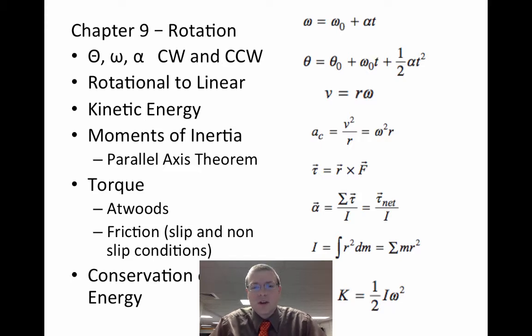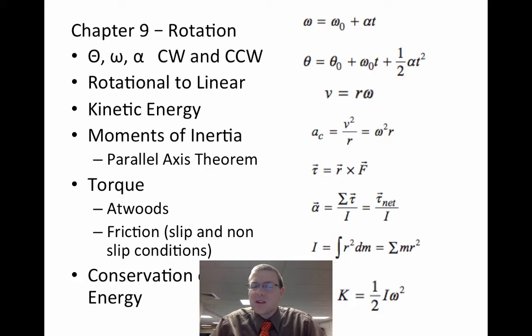Counterclockwise to us, use your right hand rule and rotate wherever the object is going. That's where your fingers go. Your thumb gives you a direction. If it's out of the page, it's positive. Into the page, it's negative. And we said that's also counterclockwise being positive and clockwise being negative.